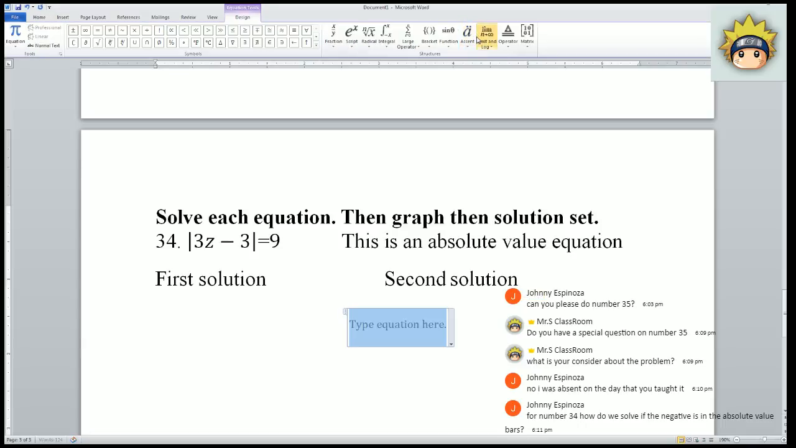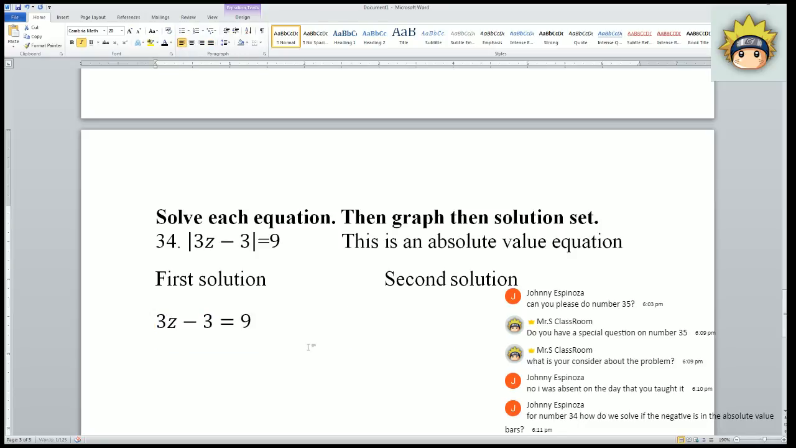So 3z minus 3 equals 9. And the other one is 3z minus 3 equals negative 9. Okay, so these are my two solutions. Johnny, do you see this start? Do you get what I'm doing up to this part?